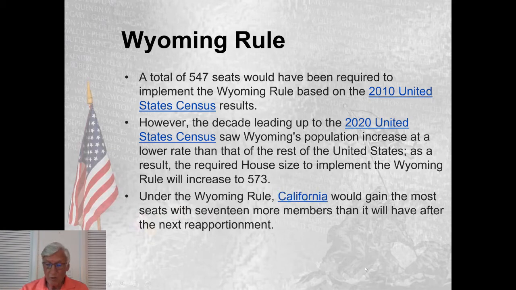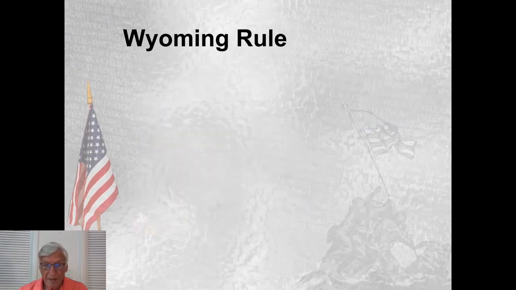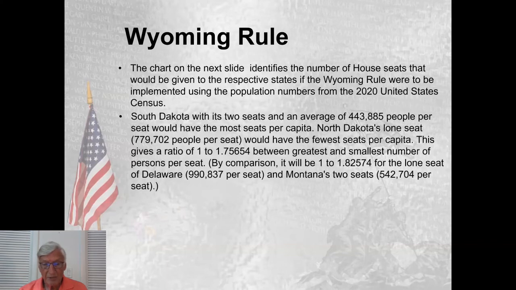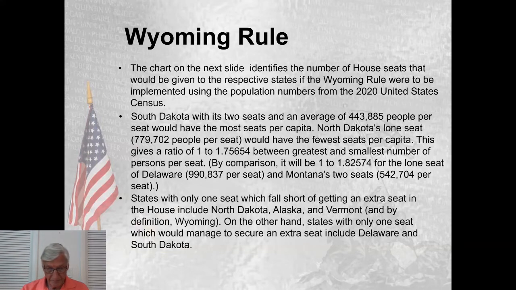Under the Wyoming Rule, California would gain the most seats, with 17 more members than it will have after the next reapportionment. And then the chart on the next page is going to show what that would look like in actuality. States like South Dakota with 2 seats would have the most seats per capita. North Dakota's lone seat was 779, the fewest. And so you see how it would play out. States with only 1 seat, which fall short of getting an extra seat, would be North Dakota, Alaska, and Vermont, and by definition, Wyoming.